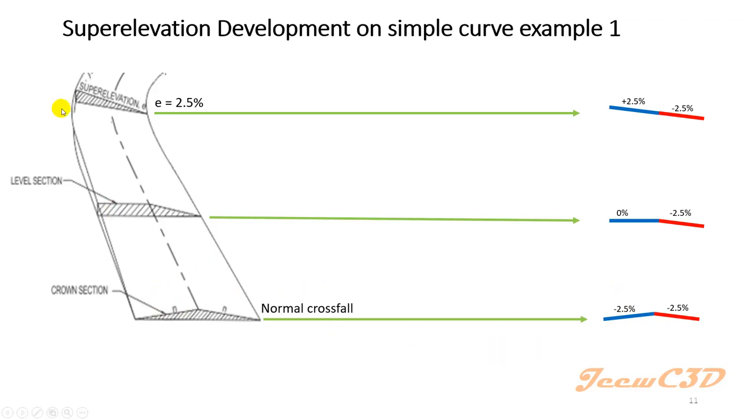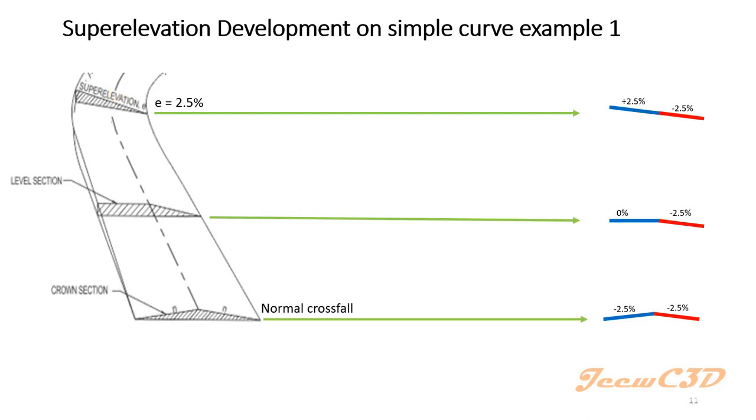In this development, sometimes you will find a situation where you have a flat crown or a level section on this left side, and it is gradually increasing up to plus 2.5. That is how the super elevation is developed along this simple curve. The positioning of super elevation would be such that, from this super elevation development length, 2/3 of this length would be on the tangent section and 1/3 would be on the curve. That is the definition for a simple curve.